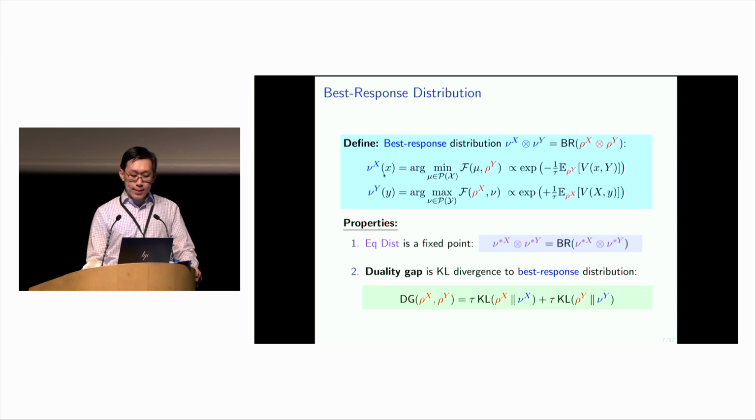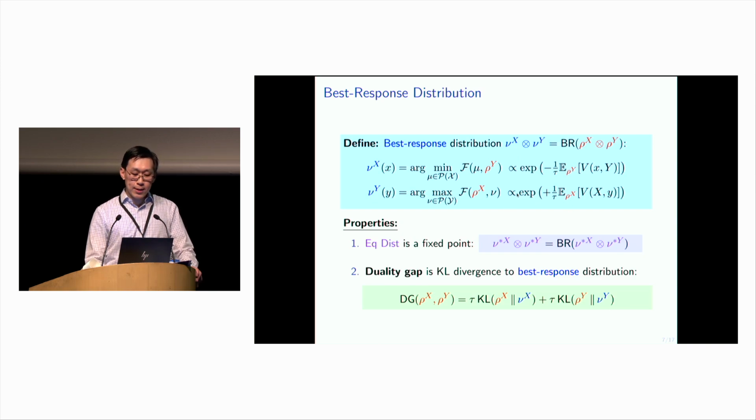So nu x is the argmin of this payoff function when we plug in rho y as the second argument. And in fact, we can solve this problem, and we know that the best response has the following explicit density function. And similarly, the y best response has the following formula for the density function.